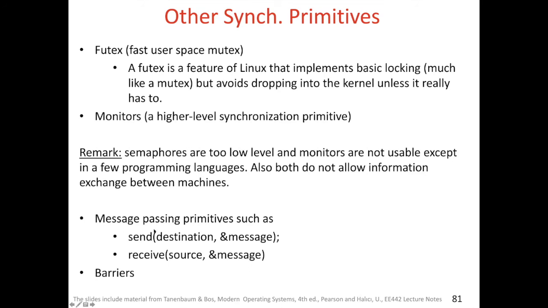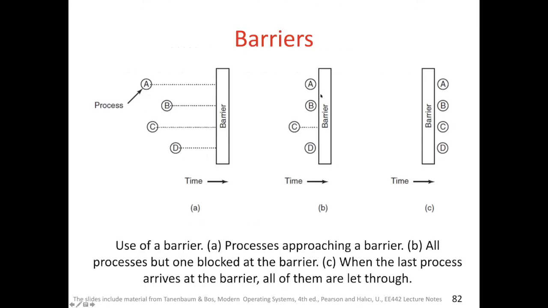We have message passing primitives such as send(destination, message) and receive(source, message). Also, barriers are other synchronization primitives. Use of a barrier is explained here. Suppose that we have several processes A, B, C, D. They are approaching a barrier. Whichever arrives at the barrier before the others waits there. When the last process also arrives at the barrier, all of them are let through the barrier.